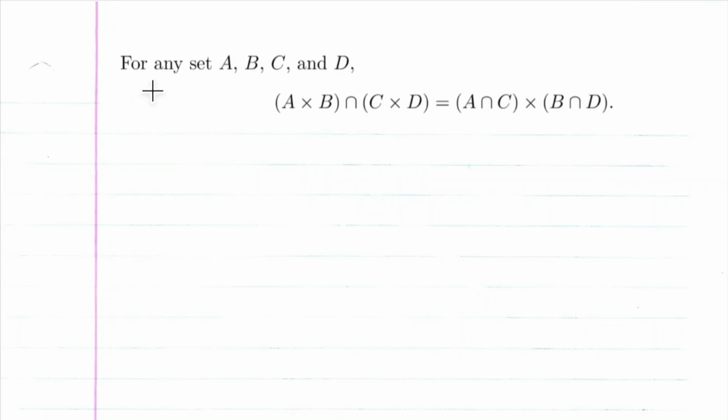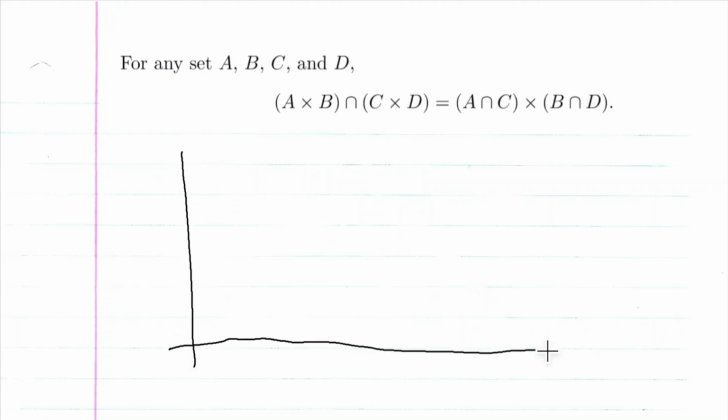Okay, so today we're going to prove that for any sets A, B, C, and D, (A cross B) intersection (C cross D) is equal to (A intersection C) cross (B intersection D). So let's go ahead and draw a picture to illustrate how this goes.